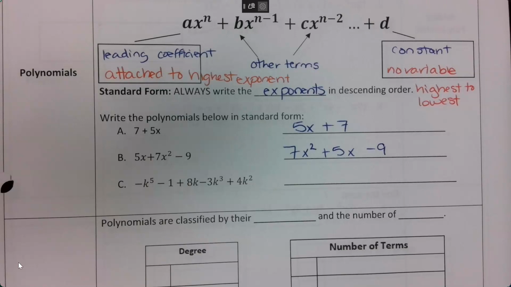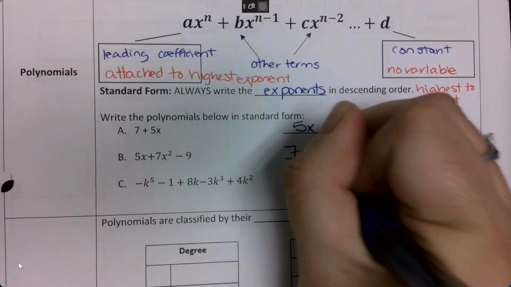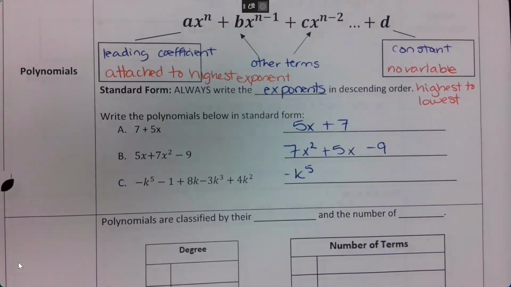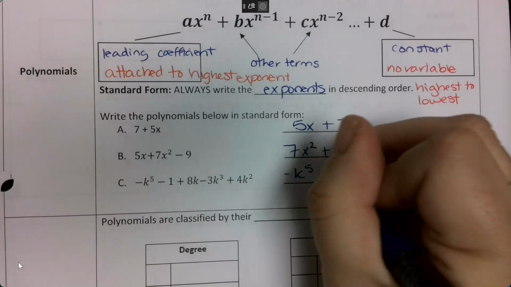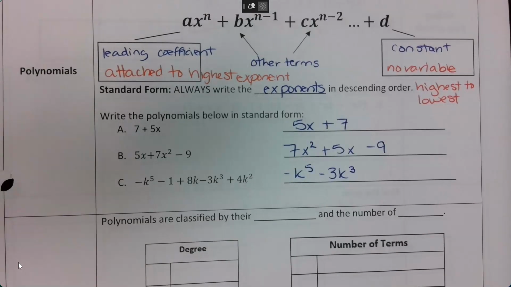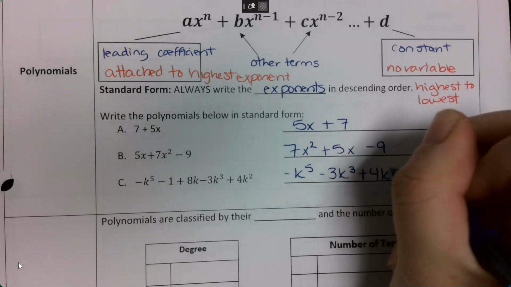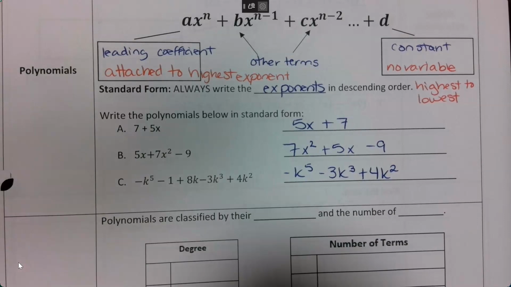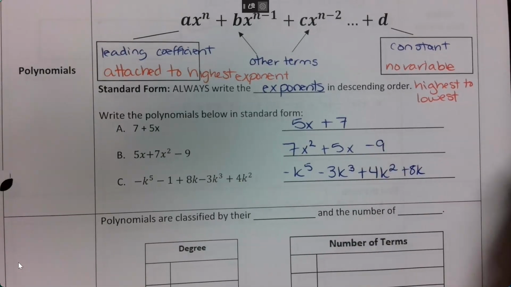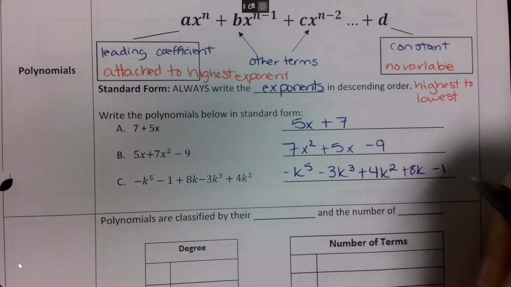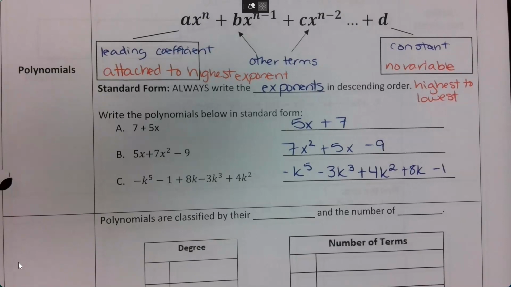Okay, so on the last one, which one do I want to write first? Okay, and then the next one? No. What's my next highest exponent? Mm-hmm. And then my next one? And then do I have any more terms? Mm-hmm. So questions on writing the polynomials in standard form.